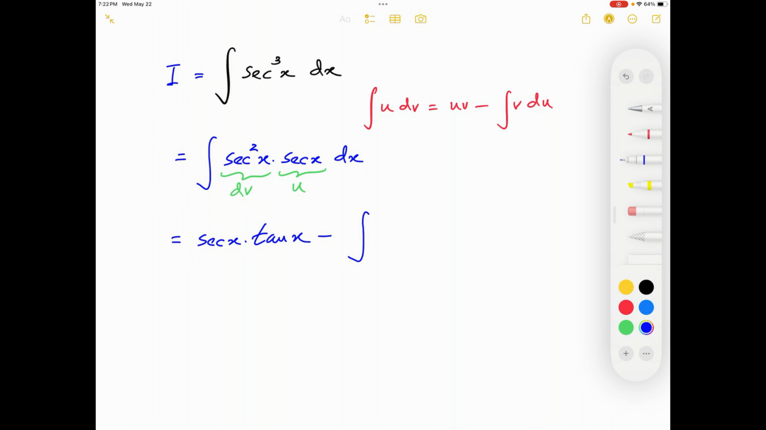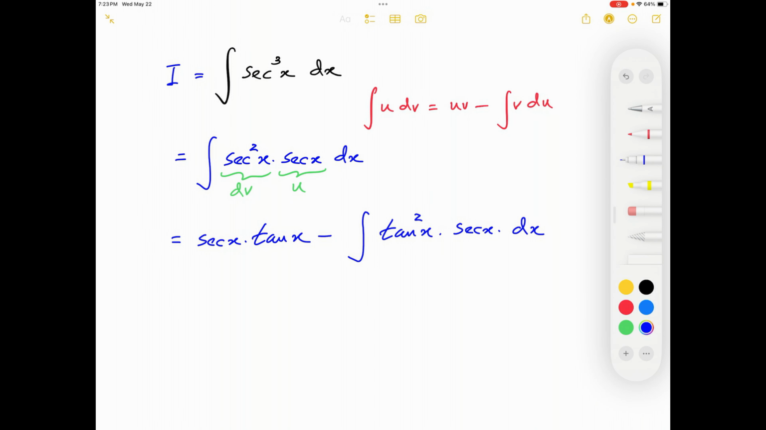V, as seen earlier, is equal to tangent x. Du, we know u equals secant x. Du should be equal to the derivative of secant x, which is secant x times tangent x. I already have a tangent x term here, and that other tangent x term that comes with the derivative of secant x will be combined with the already existing tangent x, and I'm going to write it as tangent squared x. And of course, this integral has to be evaluated with respect to x, therefore I'm going to write the dx term.